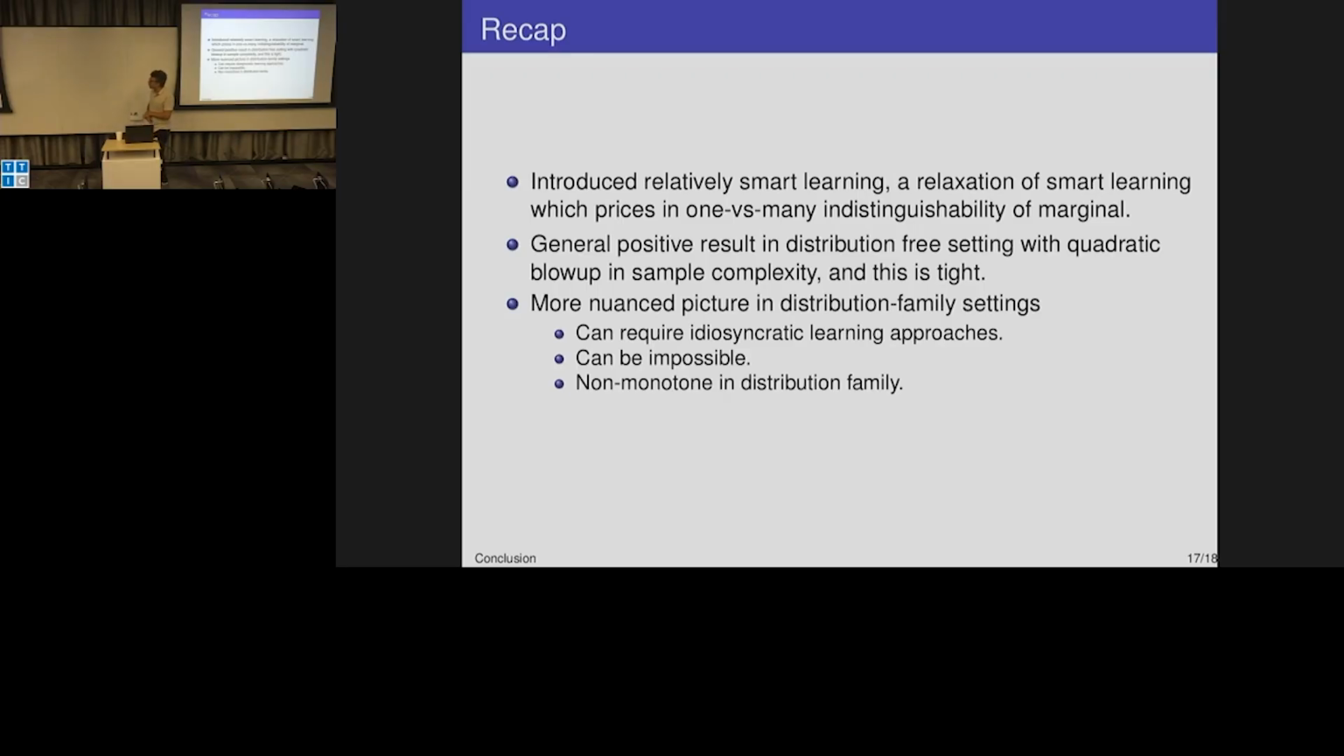I also showed a more nuanced picture in distribution family settings. You can require idiosyncratic learning approaches involving some unsupervised learning to get relative smartness. You can also get impossibility results, and that implies non-monotonicity of how hard it is in the distribution family.